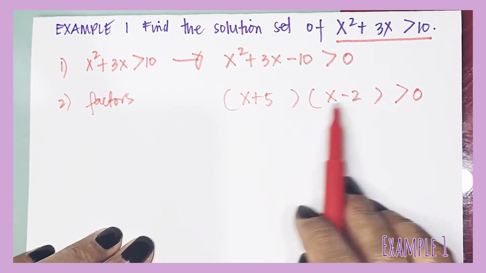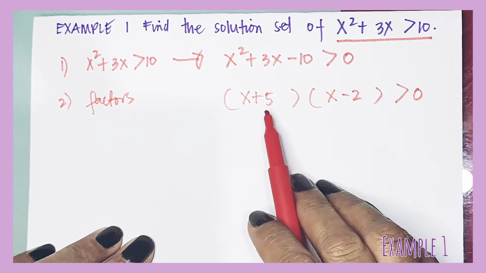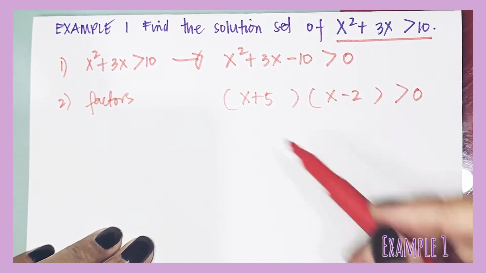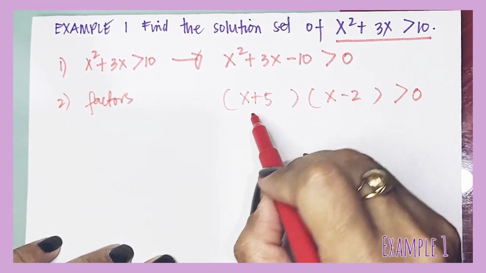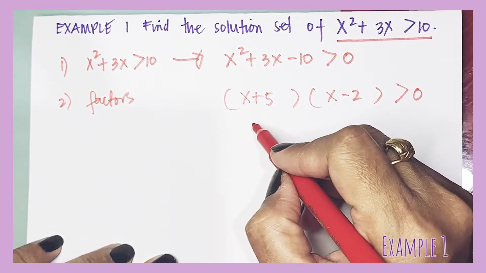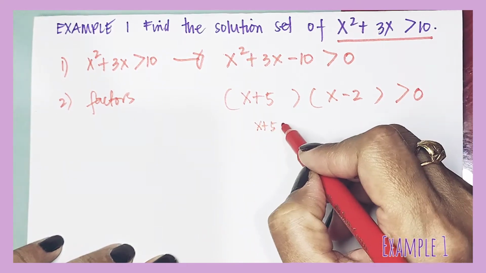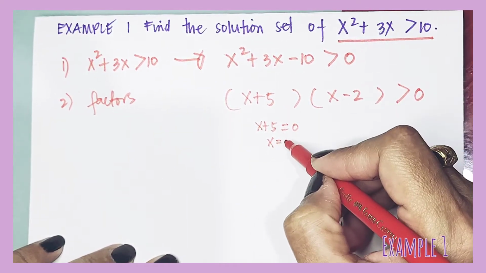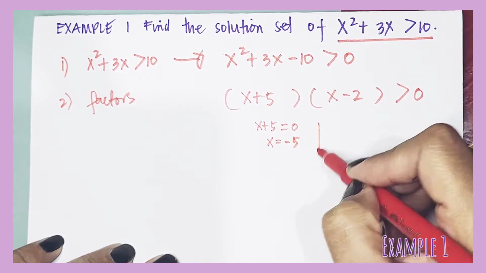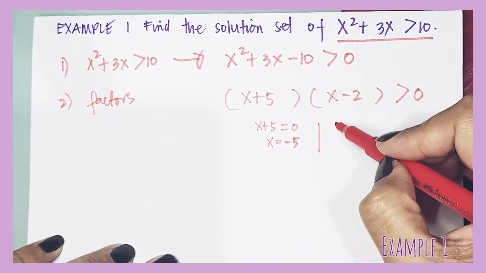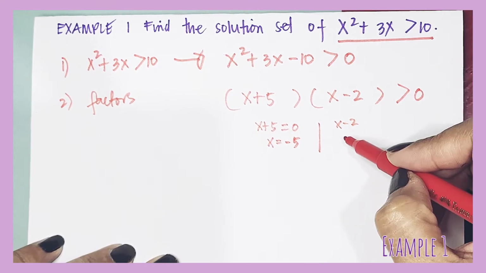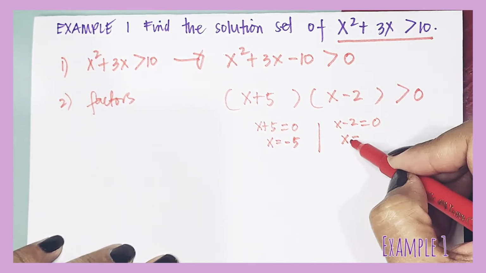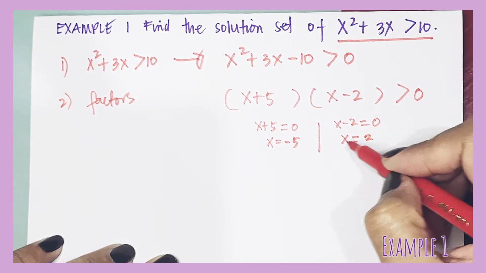Now, after factoring, we give the corresponding equality. So, to be clear, we equate each factor to 0. So, x plus 5 equals 0. That means our first value of x is negative 5. Then, on the other factor, we have x minus 2 equals 0. And you have the second value of x is positive 2.